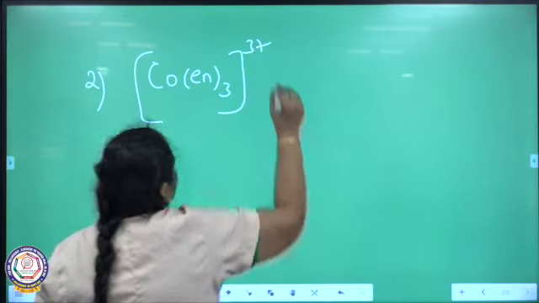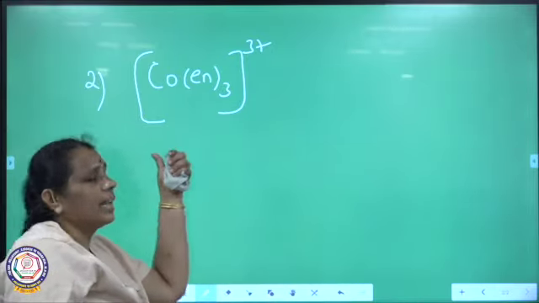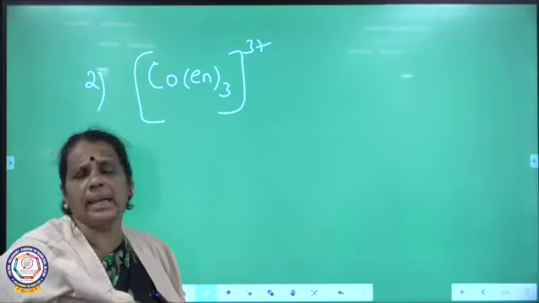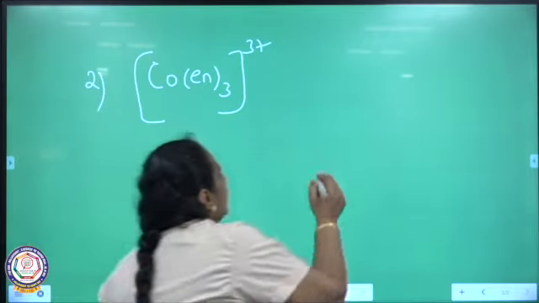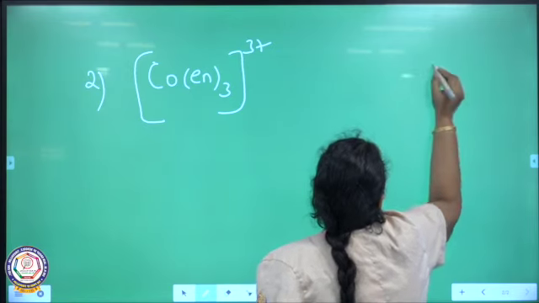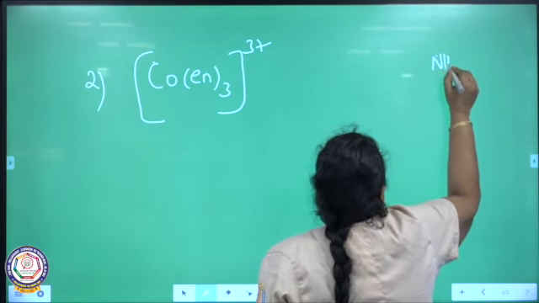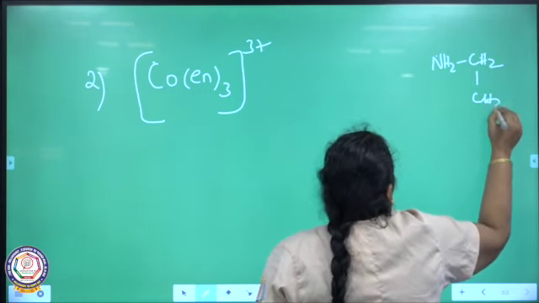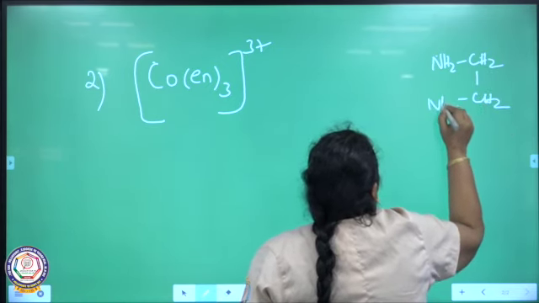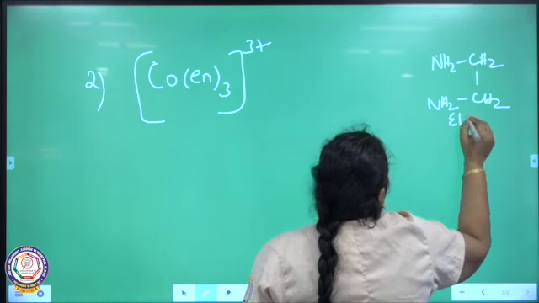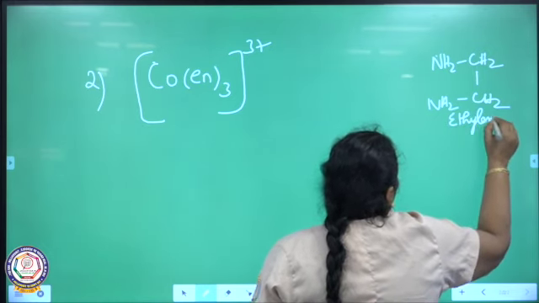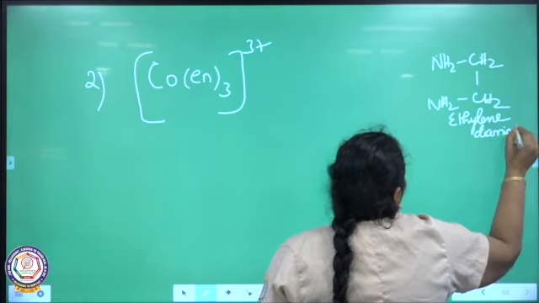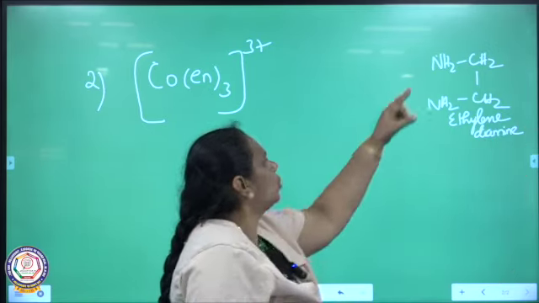So, this is the second sum. Here the central metal ion is cobalt, Co. The ligand here is ethylene diamine. Here this ethylene diamine, actually the formula is like this. So, this is ethylene diamine. Here this ethylene diamine has 2 donors.